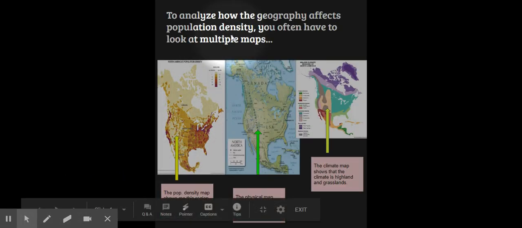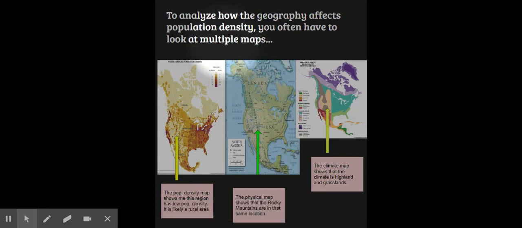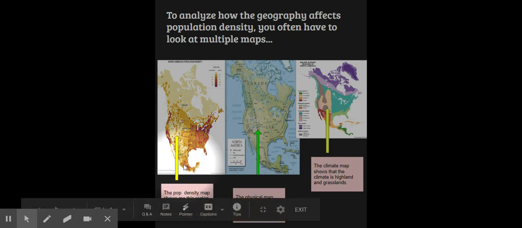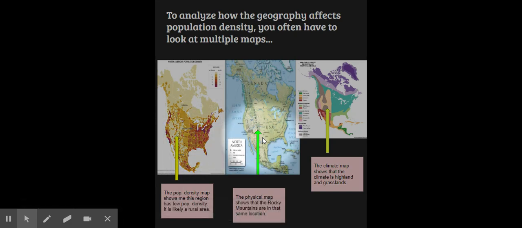To analyze how geography affects population density, you often have to look at multiple maps at the same time. This one is a population density map. It shows how many people live in a region. The middle map is a physical map that shows the Rocky Mountain areas in the same location where the population density shows a very low population. And the climate map shows what the climate is like in this highlighted area. There are highlands and grasslands here.